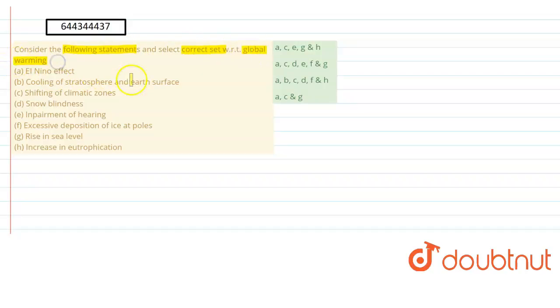The question is, consider the following statements and select the correct set with respect to global warming. Right, so we need to consider these 8 statements which are given to us, and then select statements from these given options which are related to global warming.